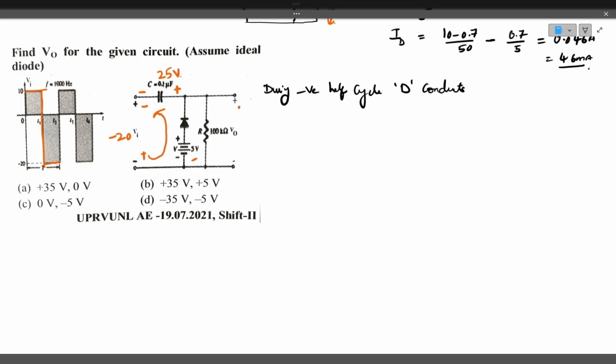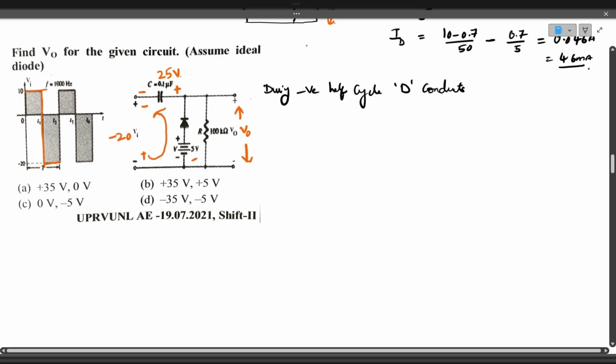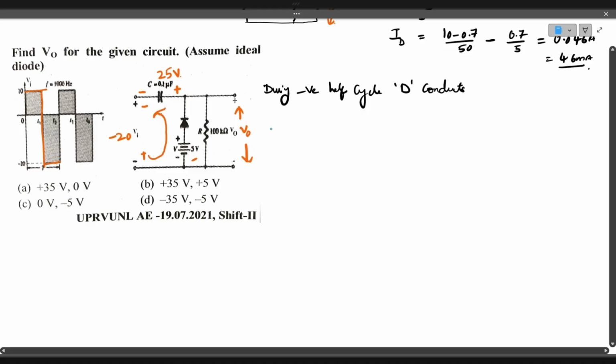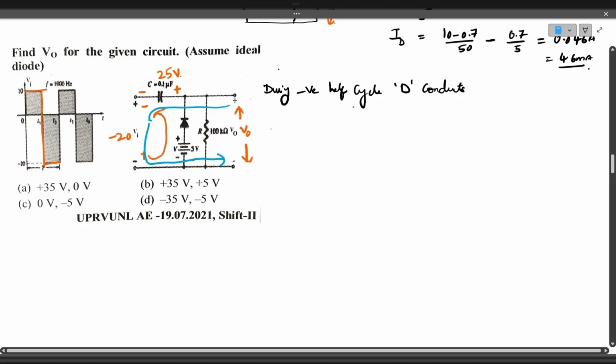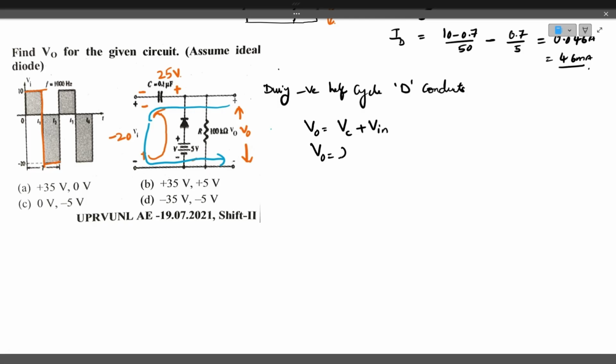Now, if you consider the output voltage after the capacitor is charged, it is the capacitor voltage Vc plus Vin. I draw this in blue line. V out is equal to the capacitor voltage Vc plus Vin. What is the capacitor voltage? It is 25 volts plus Vin.